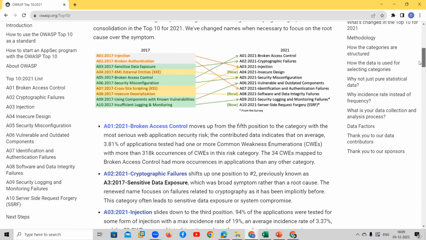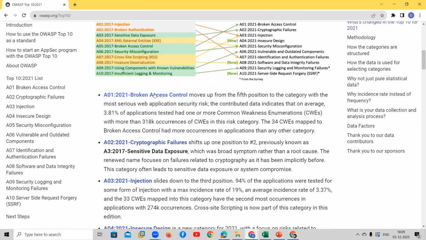So now looking at each and every vulnerability in detail, let us start with broken access control. Okay, so this has moved up from the fifth position to the category with the most serious web application security risk. Now, how does this movement in positions occur? Basically, it is on the basis of the survey taken on the CWEs or CVEs or CVSS. So these are all the international standards that are accepted worldwide for the ranking of vulnerabilities. So CWE stands for Common Weakness Enumeration. So according to that, the incidences that occurred of broken access control were far greater. That is why it has moved from the fifth position to the first position.